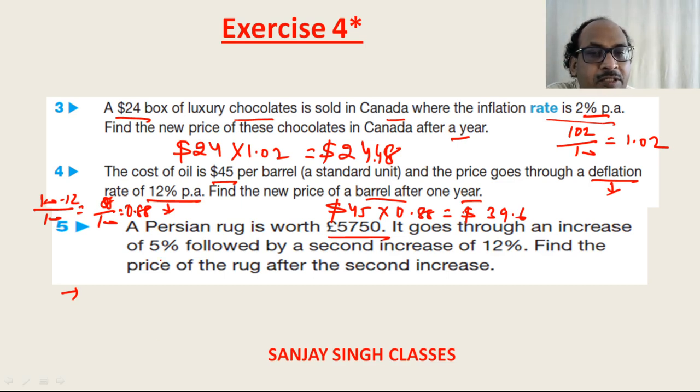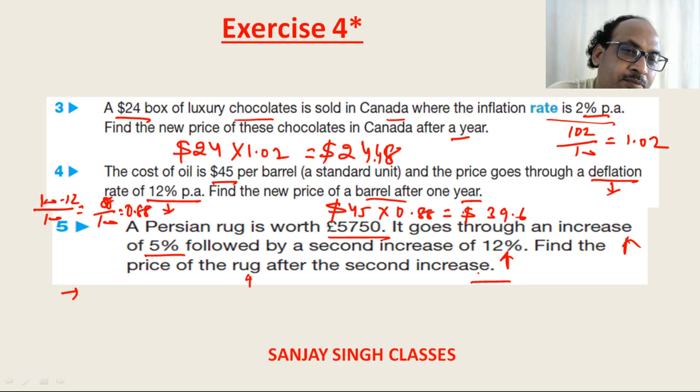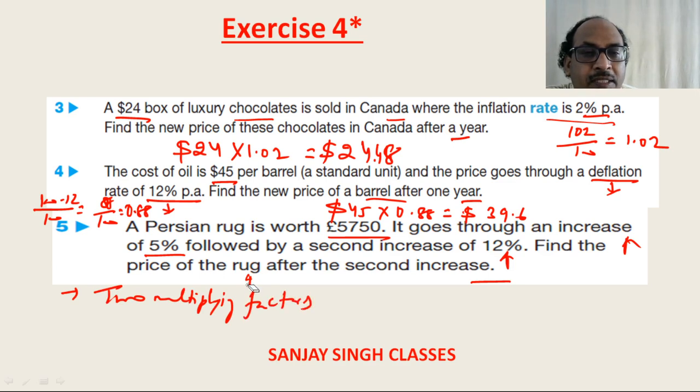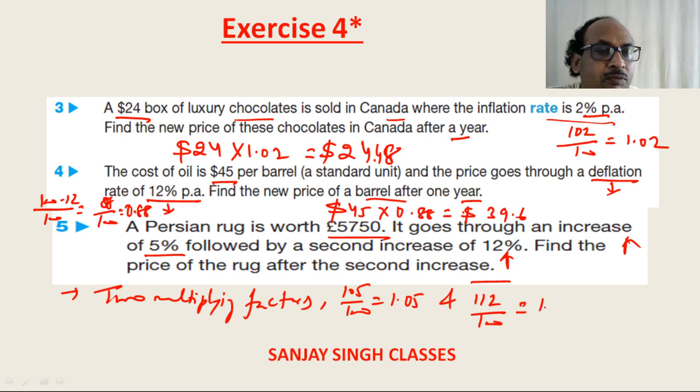Similarly, for question number 5, a Persian rug is worth 5750 pounds. It goes through an increase of 5%, followed by a second increase of 12%. Find the price of the rug after the second increase. For the first increase, the multiplying factor is 1.05. So here two multiplying factors are there: 105 by 100, that is 1.05, and 112 by 100, that is 1.12. We need to multiply simultaneously.